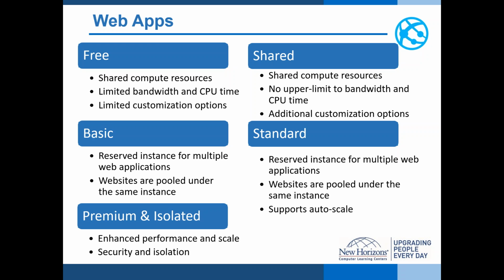So there isn't really a bandwidth or CPU limit on that, and it does give you some customization options. And you can see as you move from shared to basic to standard and premium, you're getting more functionality. So if you need websites that are going to be pooled under the same instance so they can work together better, then you're going to have basic. When you get to the basic, standard, premium, you have a reserved compute instance. You're no longer sharing that resource with anybody else, and so you'd expect to pay a little bit more for that.